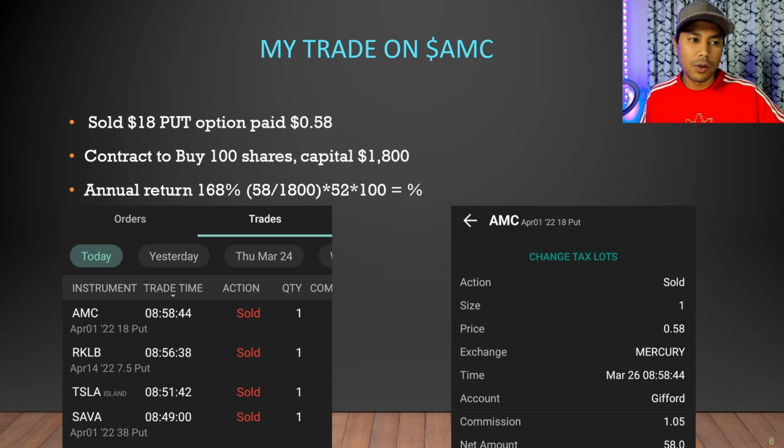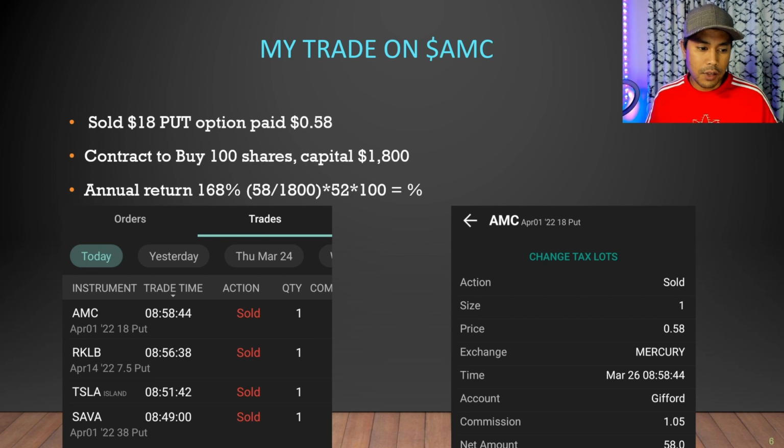But anyway, I sold an $18 put, which was paid to me, and I got paid 58 cents for that. That was because the share price was at $20. It wasn't near $30 like it was today. The contract was to buy 100 shares, and the capital I needed was $1,800 because the share price was $18. You multiply that by 100 because we're doing options, and that's why you need 1,800 US dollars to be able to do that contract.